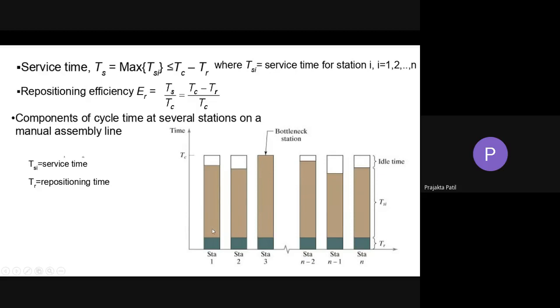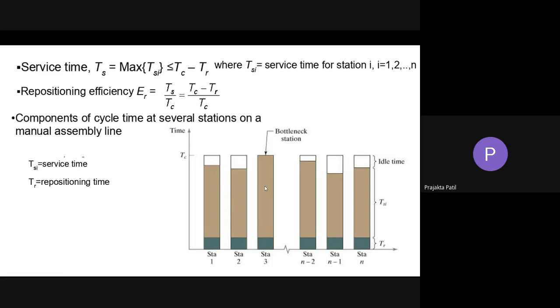So if you can see, this is station 1, 2, 3, 4, and so on, we have n stations. The idle time here is associated with those stations which are not the bottleneck stations, which are not deciding the pace of the assembly line. So this basically tells you the components of cycle time. This complete area here represents the cycle time. It is made up of repositioning time, the actual service time, and idle time in case of a non-bottleneck station. Whereas a bottleneck station will not have any idle time. So I hope these things are understood.